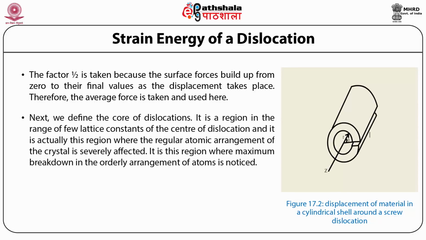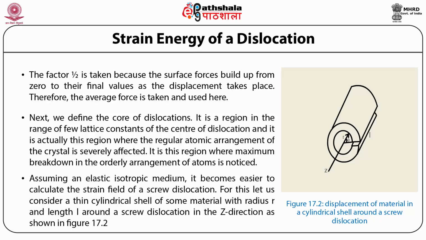Next, we define the core of dislocations. It is a region in the range of a few lattice constants of the center of the dislocation, and it is actually this region where the regular atomic arrangement of the crystal is severely affected. It is this region where the maximum breakdown in the orderly arrangement of atoms is noticed. Assuming an elastic isotropic medium, it becomes easier to calculate the strain field of a screw dislocation.